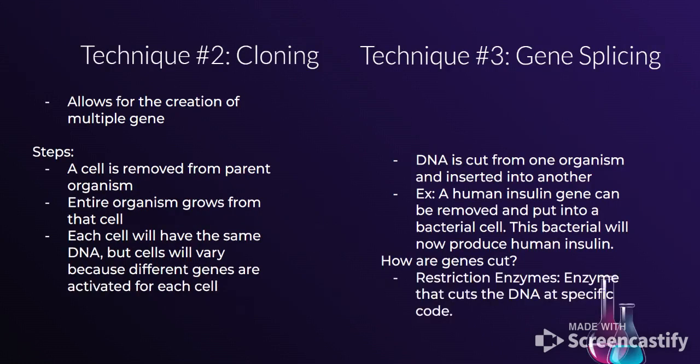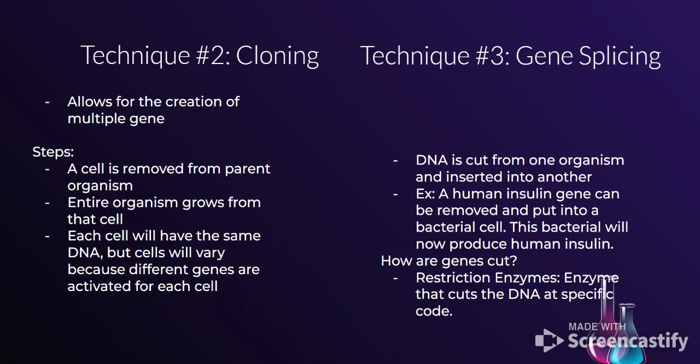Okay. So the second technique is cloning, which allows for the creation of multiple genes. The steps in this are, first a cell is removed from the parent organism, and then the entire organism grows from that cell. Each cell is going to have the same DNA, but the cells are going to vary because different genes are activated for each cell. For example, Dolly was the first mammal, a sheep, that was cloned from an adult somatic cell. Her birth proved that specialized cells could be used to create an exact copy of the animal that they came from. And then the third technique is gene splicing.